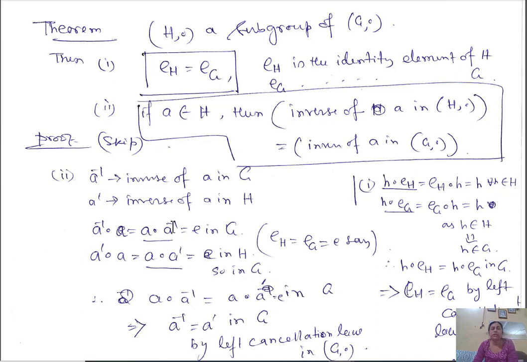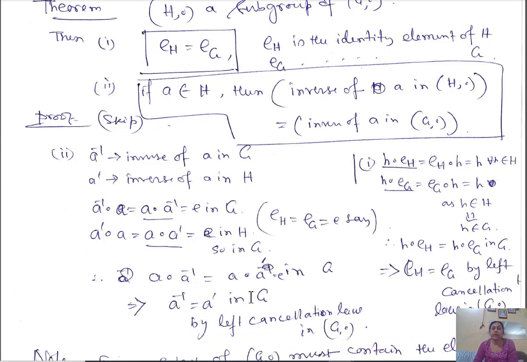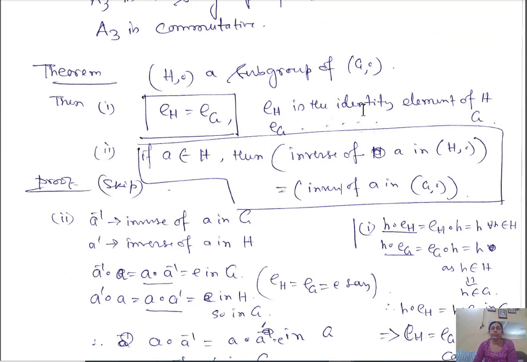So A composition A inverse is equal to A composition A prime, where A belongs to G. From the left cancellation law in G, with A cancelling out, you get that A inverse and A prime are the same. Very trivial proof. So the identity element here is the same as the identity element here, and the inverse of a particular element here is the same as the inverse of that element here.